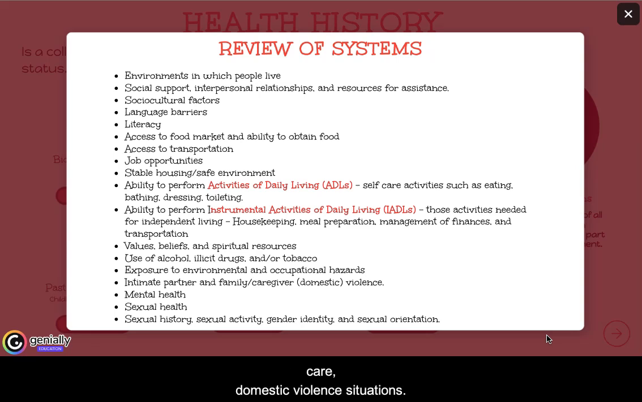Intimate partner and family care, domestic violence situations. How is their mental health? How is their sexual health? Their sexual history, their sexual activity, gender identity, and sexual orientation. I know sometimes these questions might feel a little uncomfortable, but these are crucial conversations that we need to have with our patients.